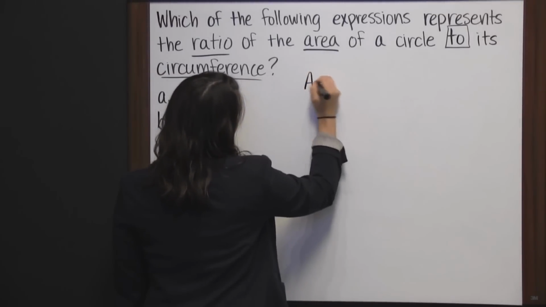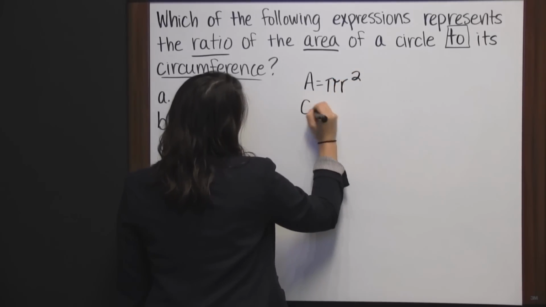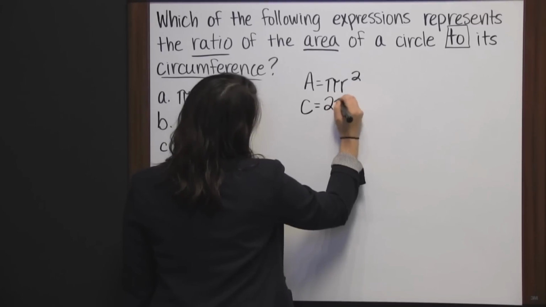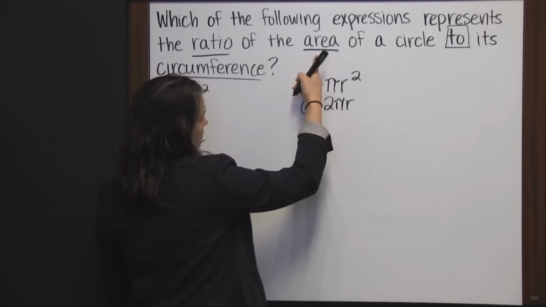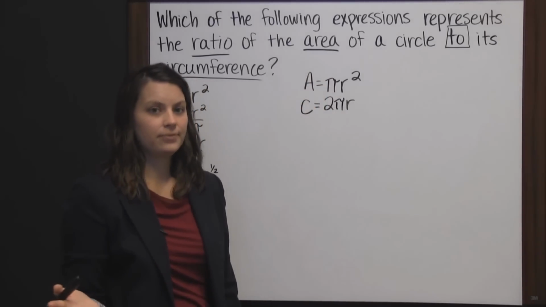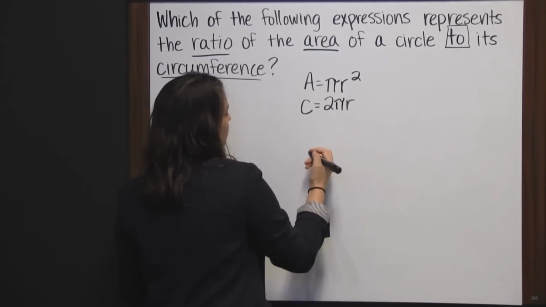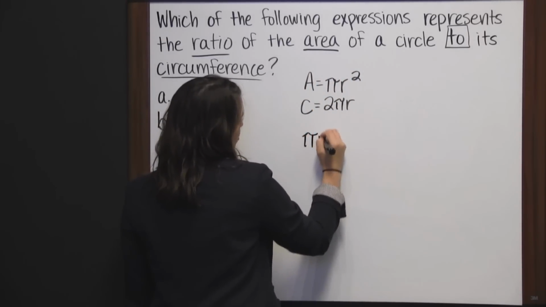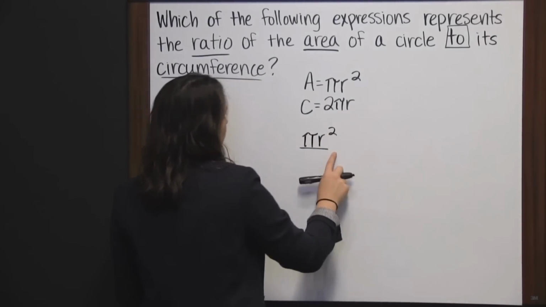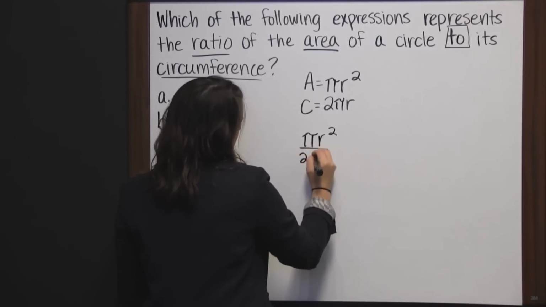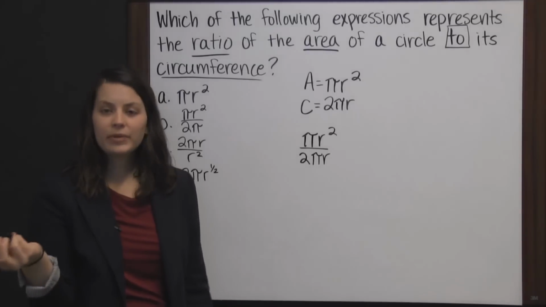Well, the area of a circle is pi times radius squared, while the circumference of a circle is 2 times pi times radius. So the area is going to be our numerator. Since it was listed first, area to circumference means that the area should be in the numerator, divided by, this is your division bar, the circumference, 2 times pi times radius. And then we need to simplify.